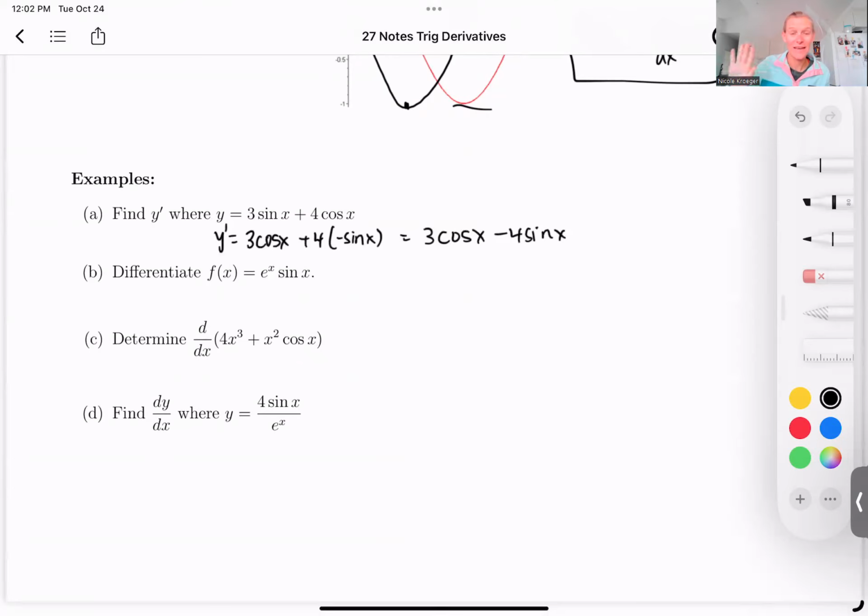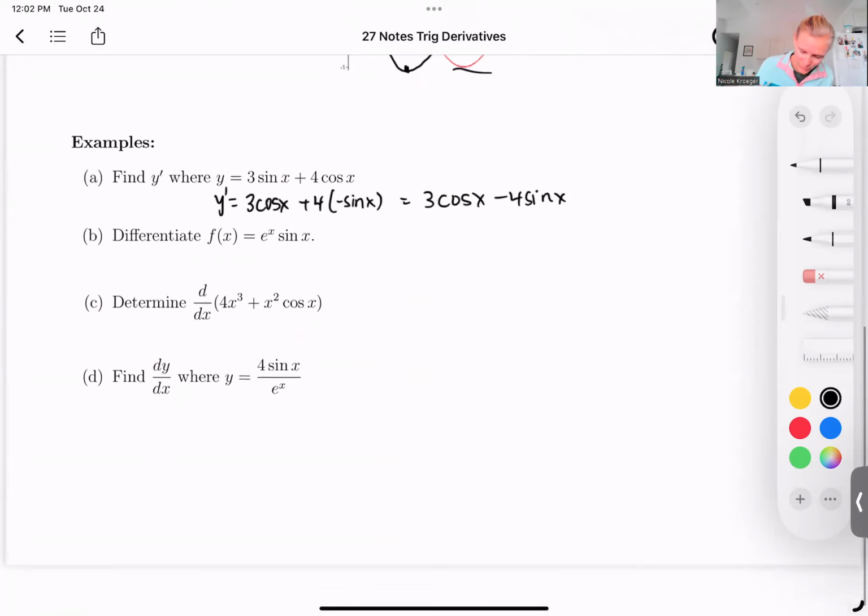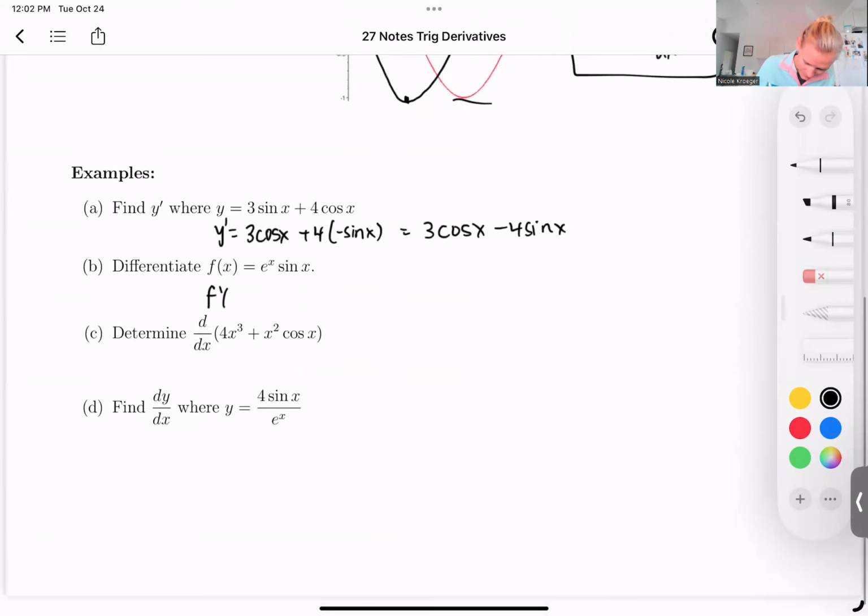This next one, I have e to the x times sine. That's a product rule that I need to do there. So with the product rule, I take the derivative of e to the x, which is e to the x. I leave the sine alone, then I leave the e to the x alone, and I take the derivative of sine, which is cosine of x. This next one, you should try it on your own.